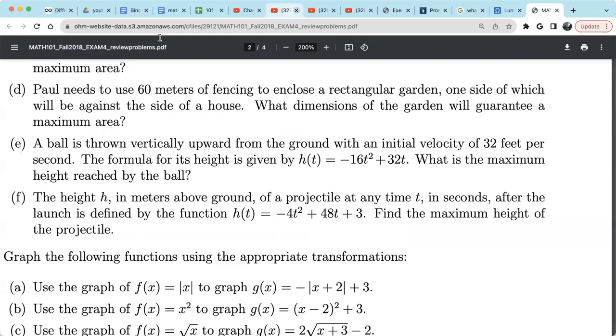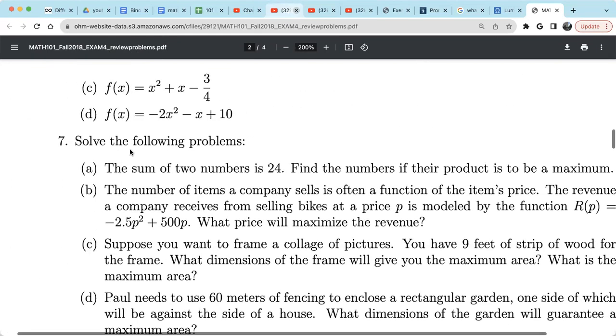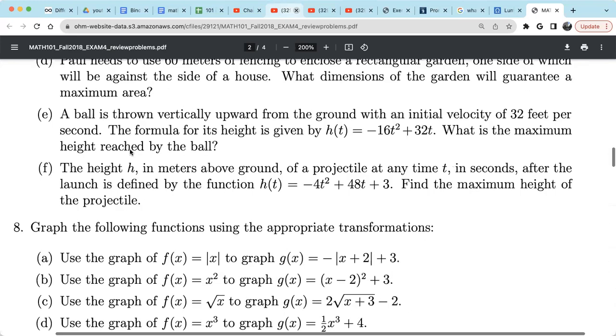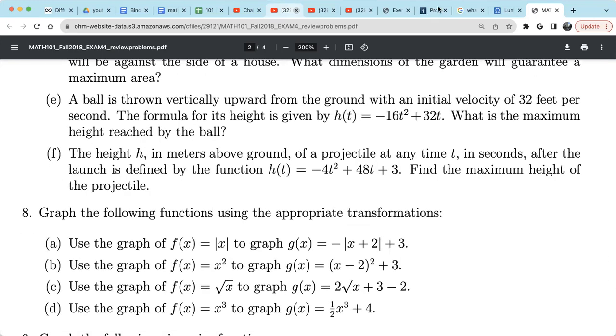Okay, I'm going to take a break from here. So that finishes question 7. And next one, we're going to start with 8.